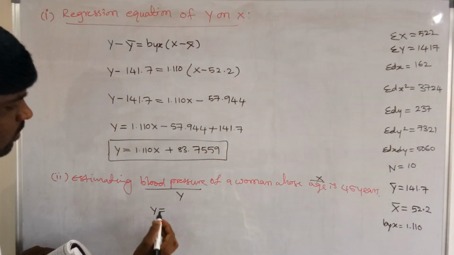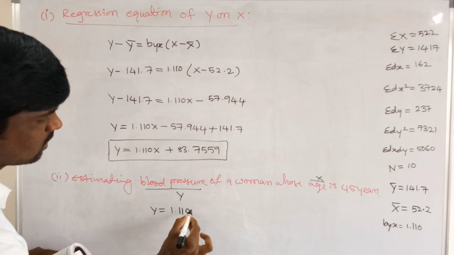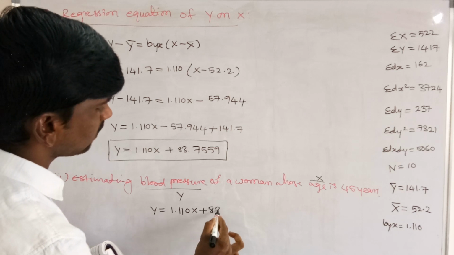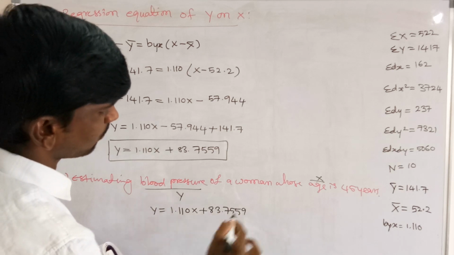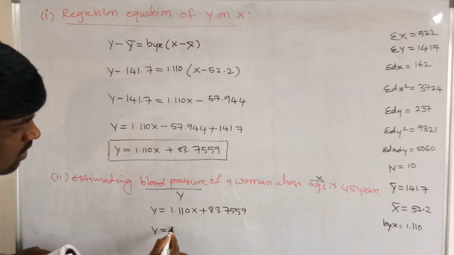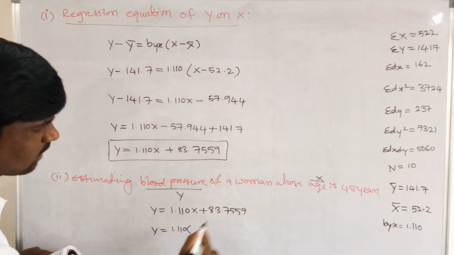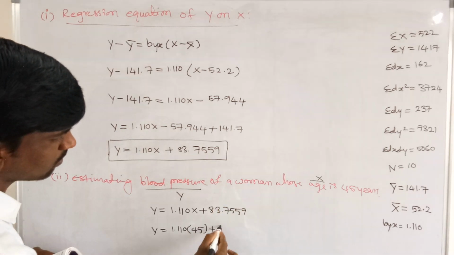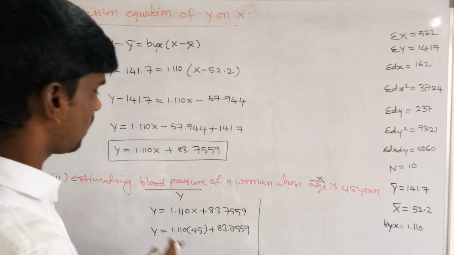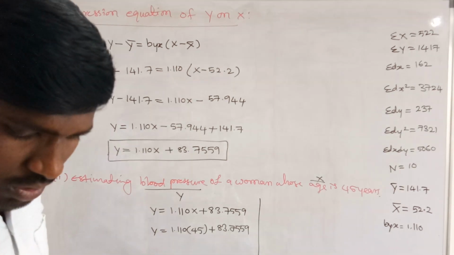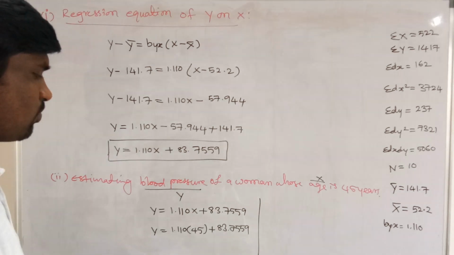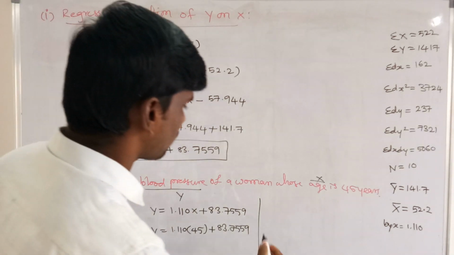So that is why Y is equal to 1.110 X plus 83.7559. So already we know the value of X. What is X? X is 45. So here we have to multiply these two values, 1.110 into 45, that is 49.95.